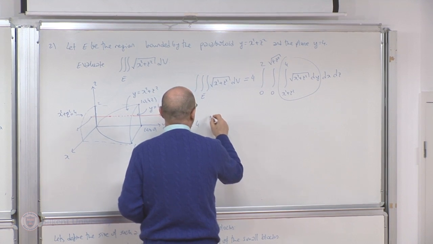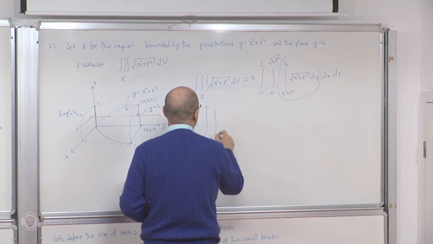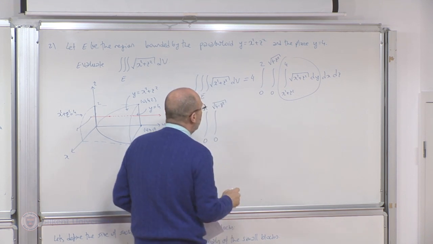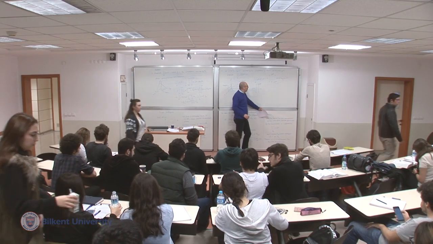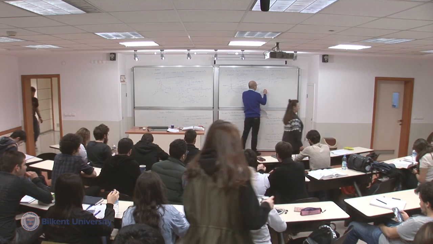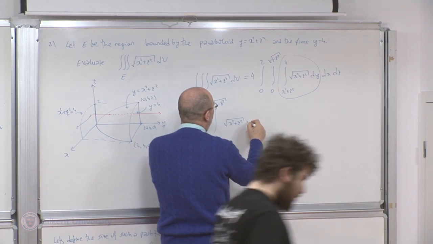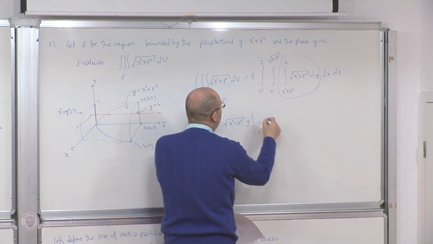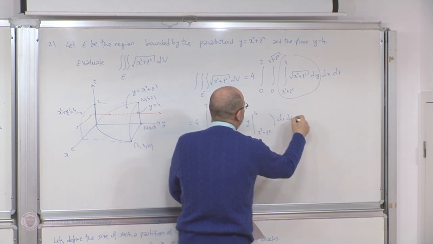So 4 times the integral from 0 to 2, 0 to 4 minus z squared. This is constant with respect to y, so this is x squared plus z squared, y. Y from x squared plus z squared to 4. Then we have dx dz.